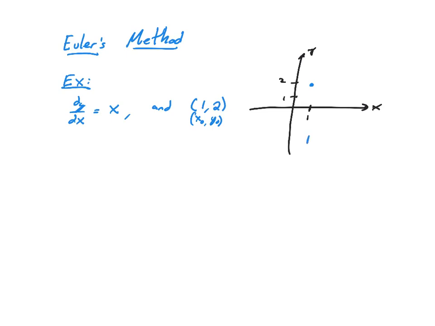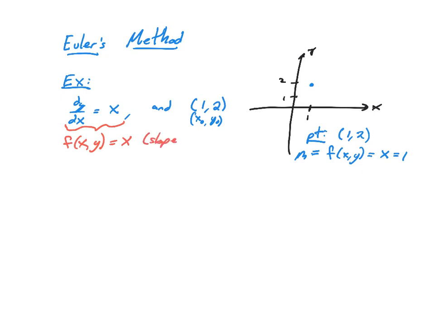So my point is going to be called 1, 2, and I also know what the slope is. The slope is going to be equal to just f of x comma y, which is just equal to x, and that's just equal to 1. So don't forget, over here I'm writing f of x comma y is just x. And again, that's our slope. Now, if you stare at it really hard and you don't blink for a minute or two, you'll notice, hey, I have a point and a slope, I can create a line. So that's the genius of it.